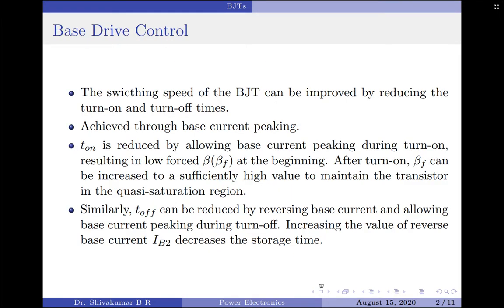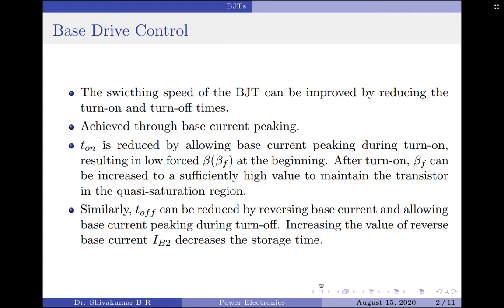Let us go to the base drive control here. The switching speed of a BJT can be increased by reducing the turn on and turn off times. The turn on time can be reduced by allowing the base current peaking during turn on, which results in a low forced beta at the beginning. After the device has been completely turned on, the forced beta can be increased to a sufficiently high value to maintain the transistor in the quasi-saturation region.